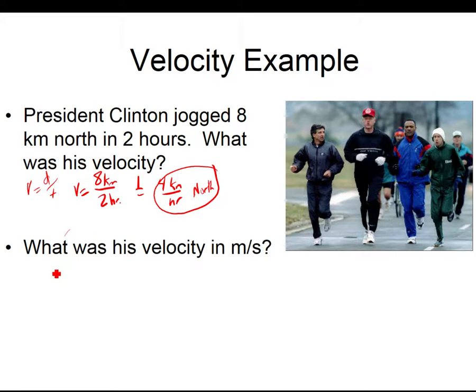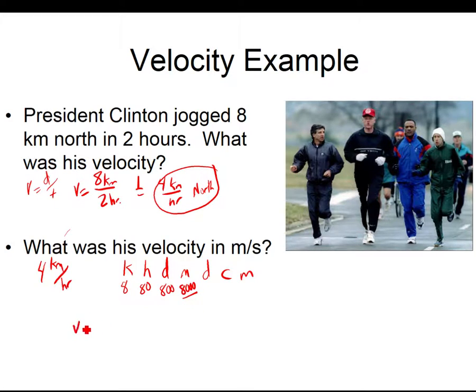So I had 4 kilometers per hour was what I got up here. So let's convert it. There's a couple ways to do it. Easiest way I think is just to use your conversion table like we've done before. So do your King Henry Died Monday Drinking Chocolate Milk. We'll go back to the problem. We had 8 kilometers here, which means 80 here, 800, so we have 8,000 meters. So 8 kilometers is the same as 8,000 meters.